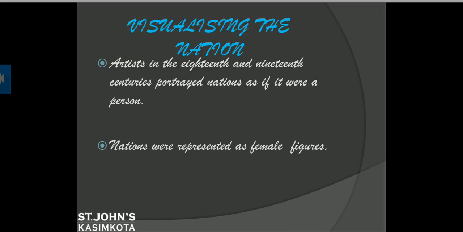During the 18th century, what happened we are going to see here. Visualizing the nation. Artists in the 18th and 19th centuries portrayed their nations as if they were a person. Here, they resemble the nation with a person, maybe a lady or a gentleman. Most of the countries represented their nation with a woman. So, nations were represented as female figures, which was called allegory.